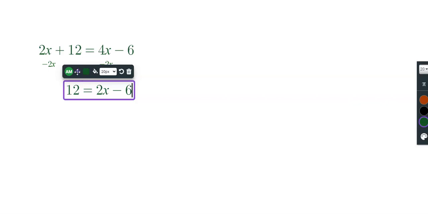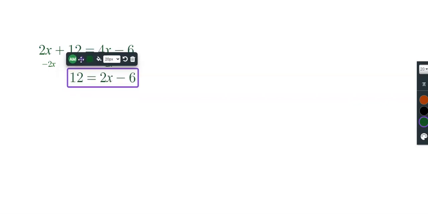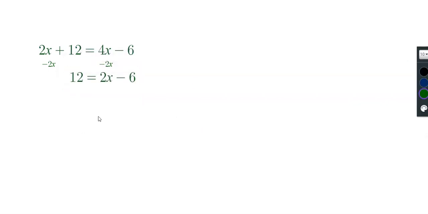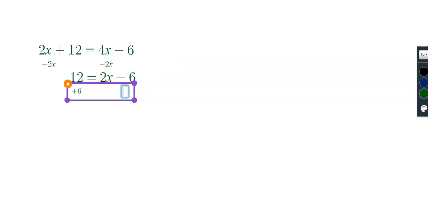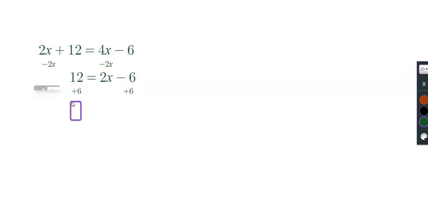And then from there, I need to add 6 to both sides. So let's go ahead and do that. Remember, anything you do to one side of the equation, you must do to the other side of the equation. So I'm going to add 6. All right. And that will give me 18 is equal to 2x.